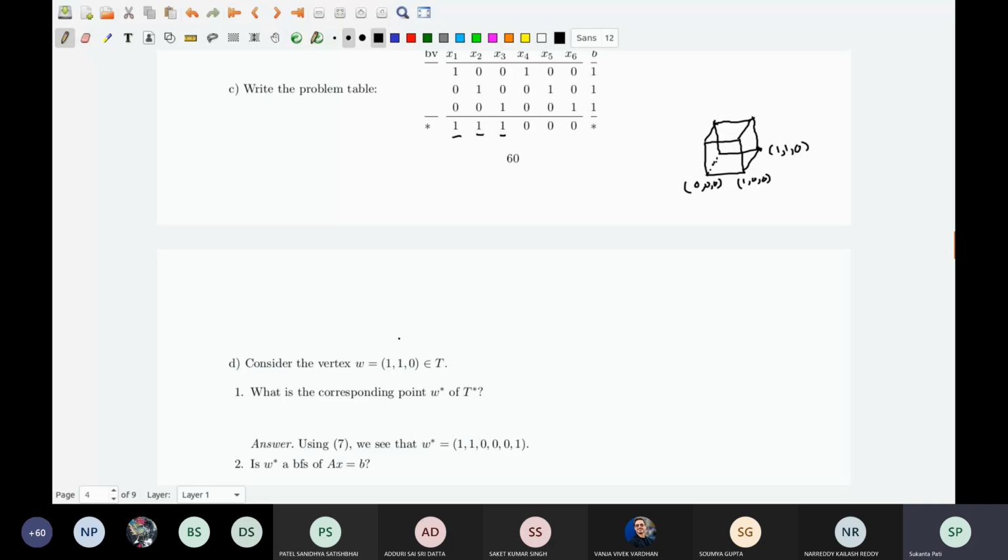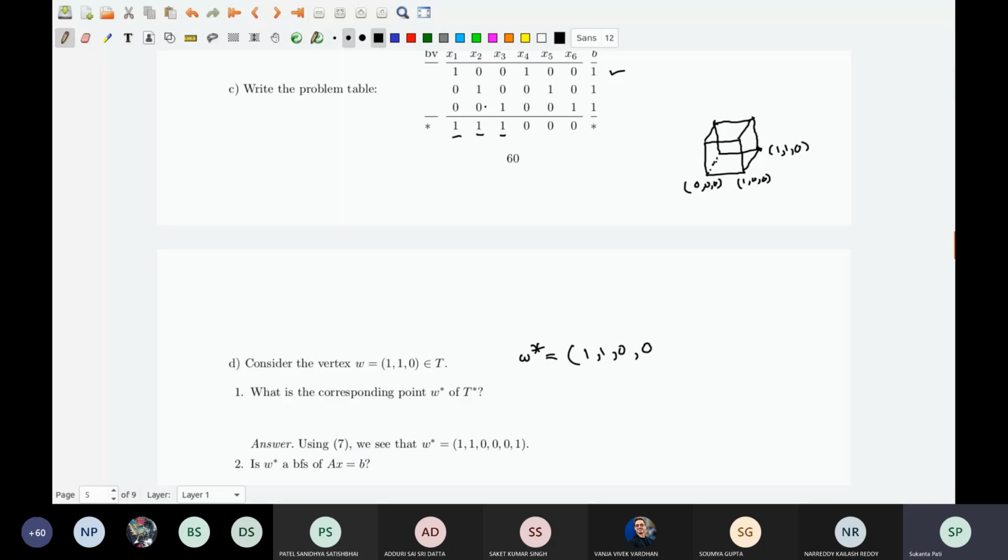So this W of the feasible set of the LPP will correspond to a W star. Okay, that will be a BFS. And what is that W star? Now W star I can find from here. The first part will be 1, 1, 0. That is fine. And since the first variable is 1 and it has to satisfy x1 plus x4 equal to 1, this equation has to be satisfied. So x4 is equal to 0.